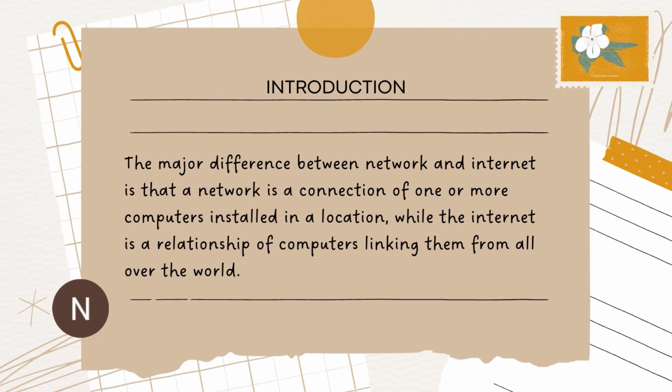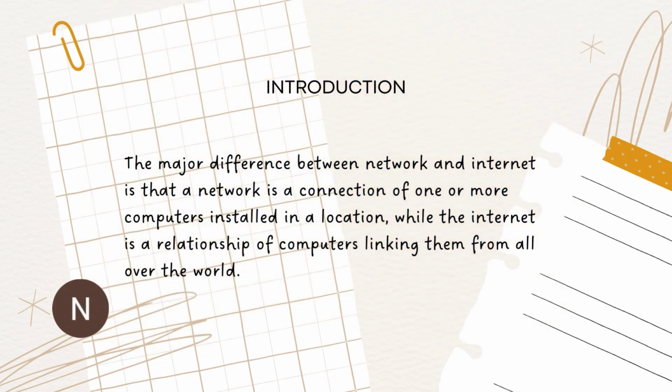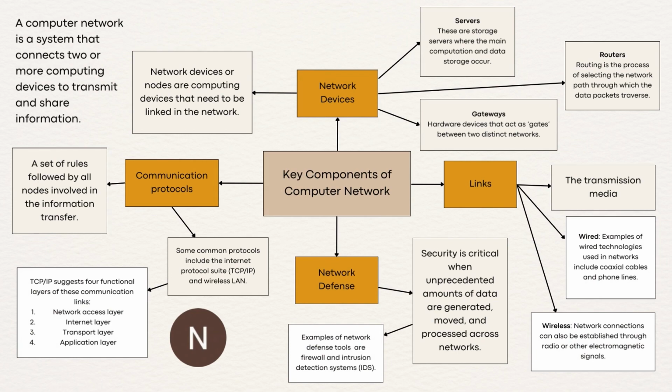The major difference between a network and the internet is that a network is a connection of one or more computers installed in a location, while the internet is a relationship of computers linking them from everywhere. A computer network is a system that connects two or more computing devices to transmit and share information.